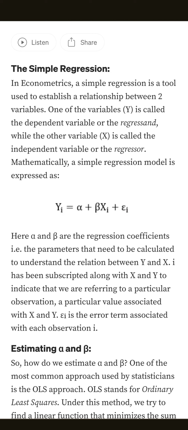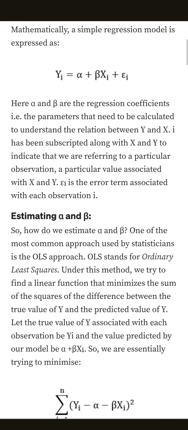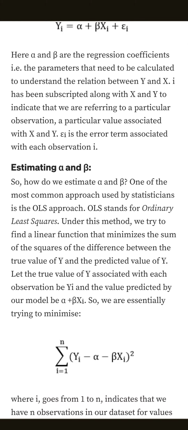I has been subscripted along with big X and big Y to indicate that we are referring to a particular observation, a particular value associated with big X and big Y. Epsilon sub i is the error term associated with each observation. Estimating alpha and beta. So how do we estimate alpha and beta?